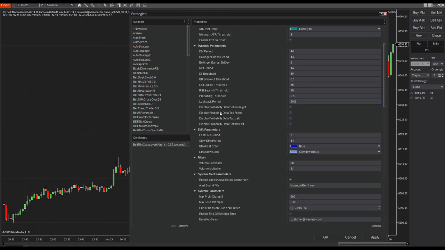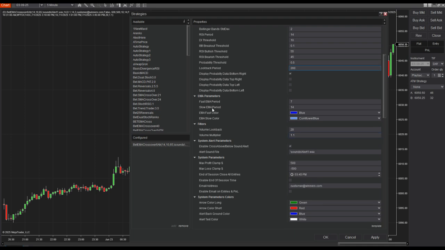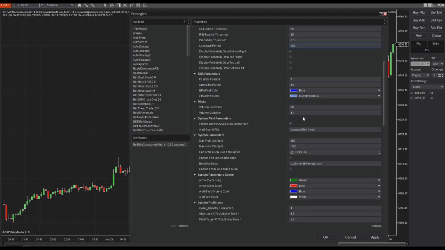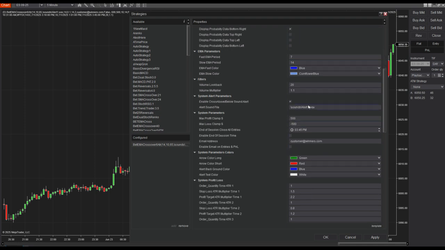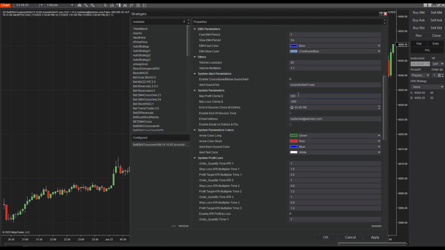We display data. We can display it at a variety of different areas. The fast and slow EMAs. Volume look back. We can play sound on crossovers. A max profit clamp, max loss clamp. These are actual clamps. It watches the current income that's being created or loss, and then it'll clamp down based on that set point.